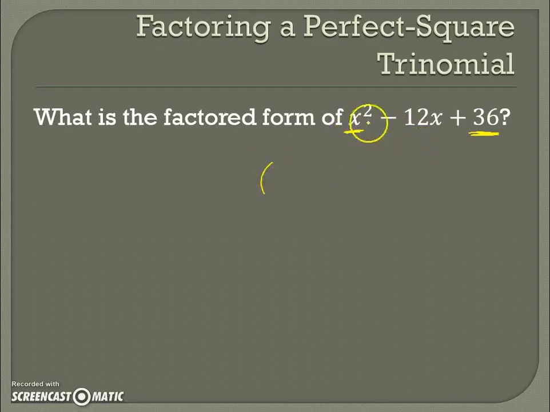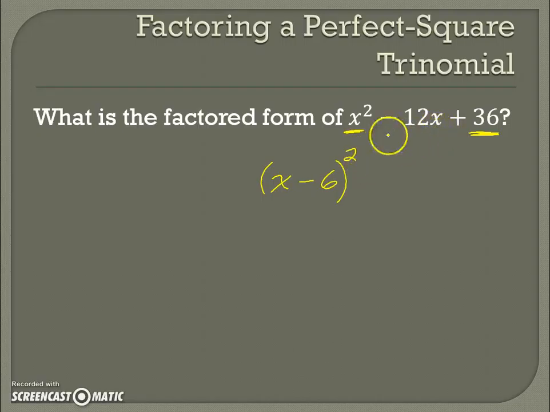So perfect square of x would be x squared. So the square root of that is x. The square root of 36 is 6. And then this is minus. So I'm going to put minus here. This is the same thing as x minus 6 squared. This is just being able to recognize those things.